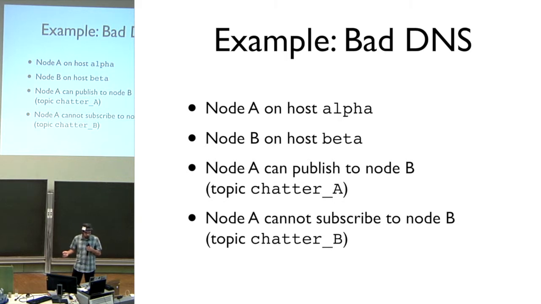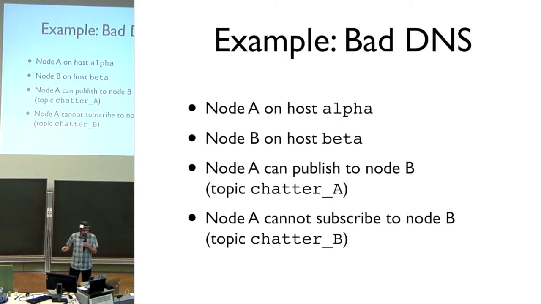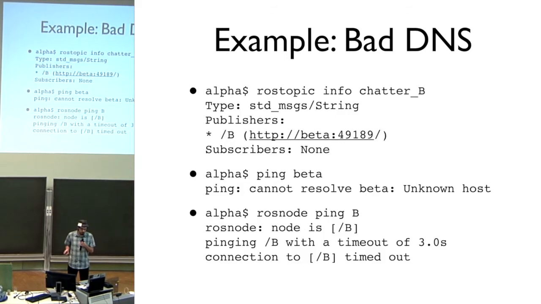So here's an actual debugging example. We've got two nodes. We've got node A running on a host named alpha. We've got node B running on a host named beta. Node A can publish to node B. This is no problem. But node A cannot subscribe to node B. What? This doesn't make any sense. How is this possible? How have we screwed up the system so badly that this happens? And it's actually just bad DNS.